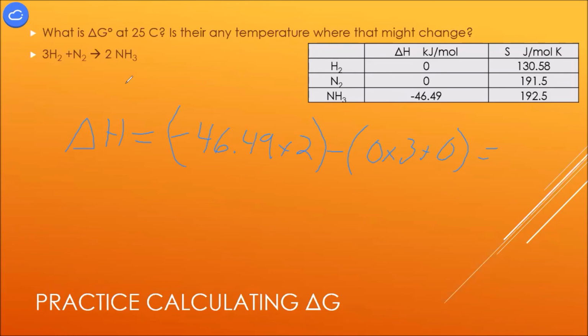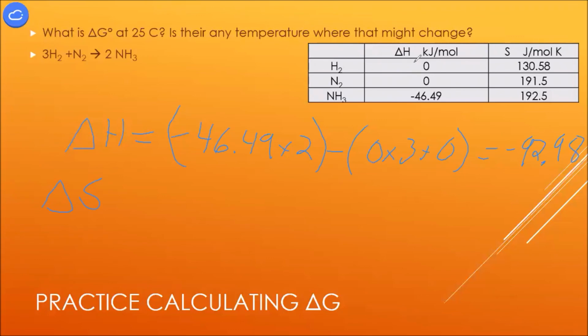So we have to account for all products and all reactants. This reaction is written so that 3 hydrogens and 1 nitrogen form 2 ammonias. Where did you get the 0 times 3? Okay, that's your reactants. That's okay. Yeah, right there. Move that up so we can see it.